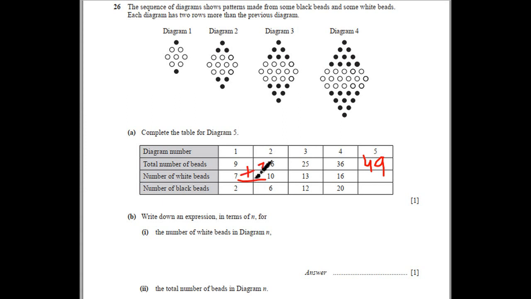Next, 7 to 10 we're adding 3, then 10 to 13 we're adding 3, and so on. So we'll add 3 to 16 and we'll get 19 here. Next, 2, 6, so we're adding 4 here, then we're adding 6, then we're adding 8. So next we'll add 10. So 10 plus 20 is 30, and this was 90.